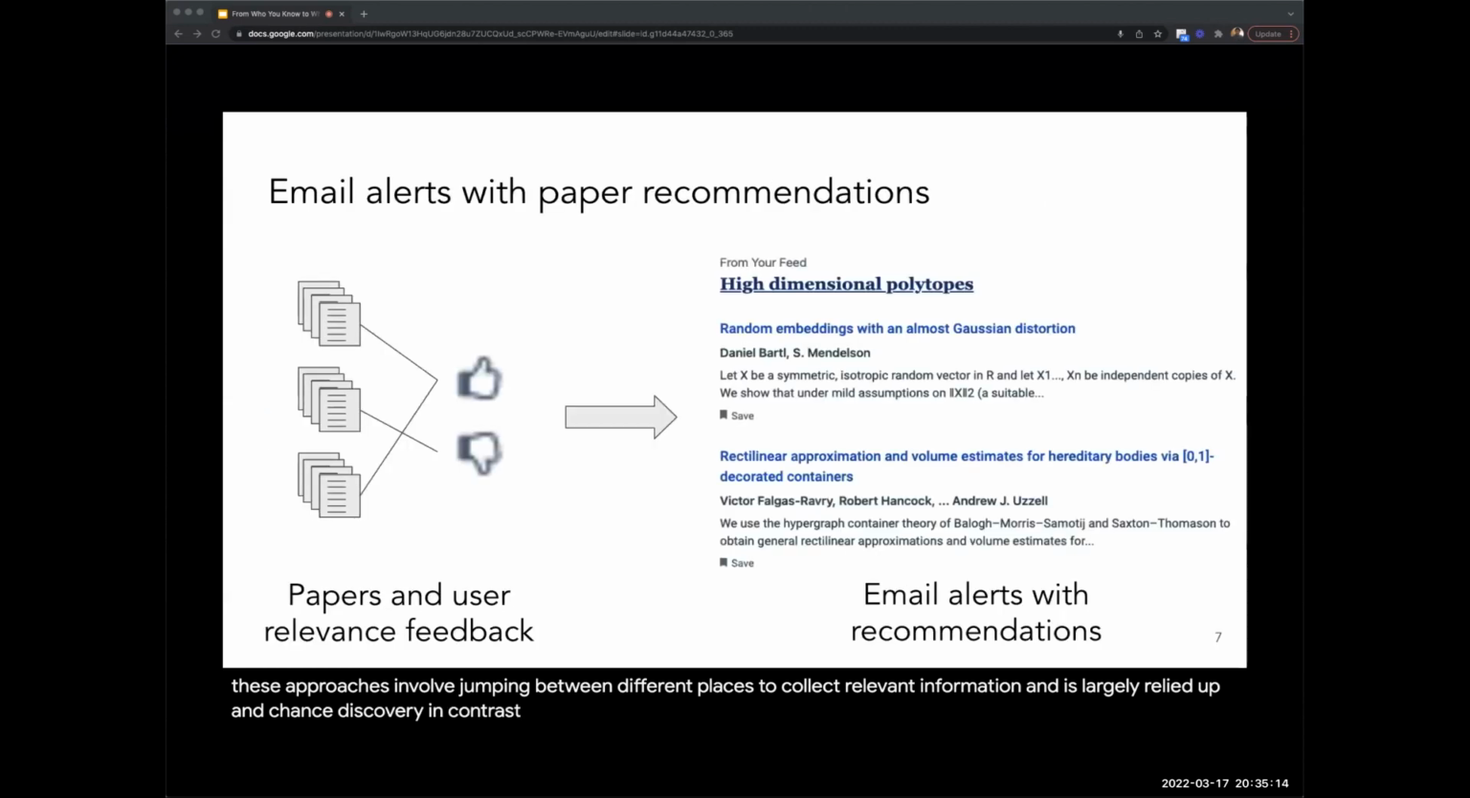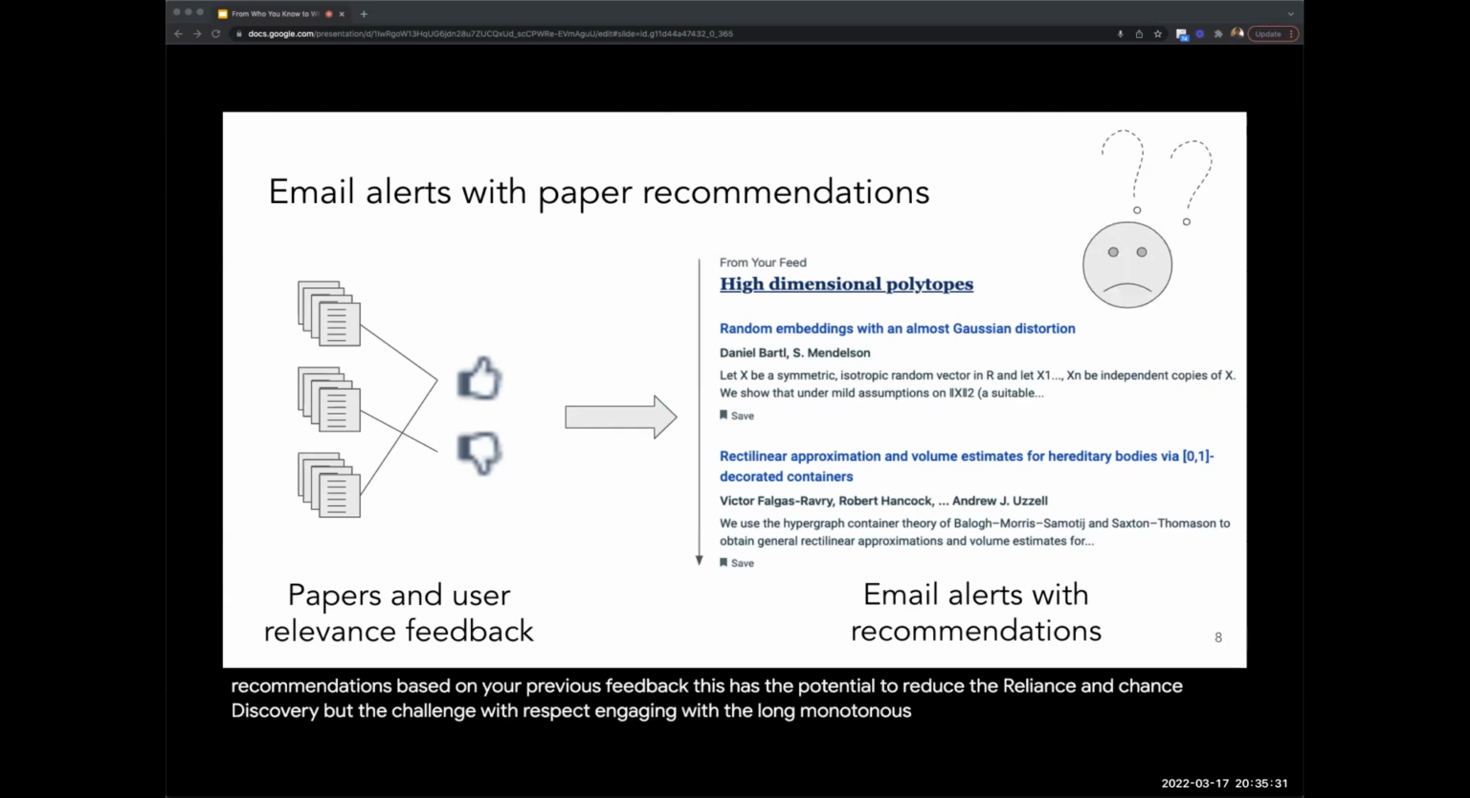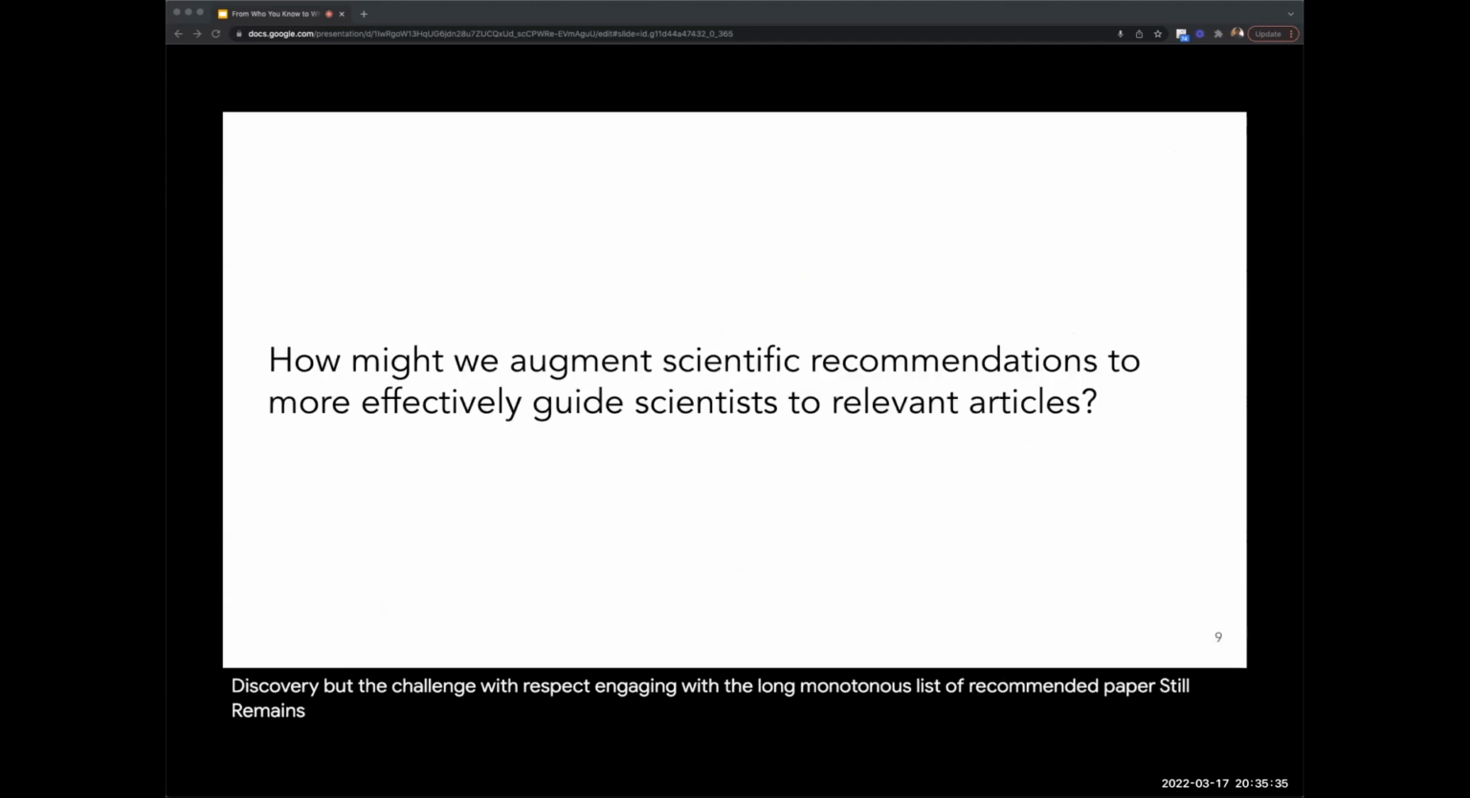In contrast, personalized email alerts aim to deliver machine-generated relevant paper recommendations based on your previous feedback. This has the potential to reduce the reliance on chance discovery, but the challenge with respect to engaging with the long, monotonous list of recommended papers still remains. So in this paper, we explore the question of how might we augment scientific recommendations to more effectively guide scientists to relevant articles.